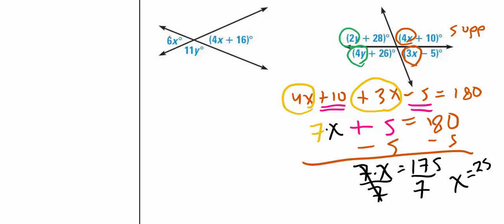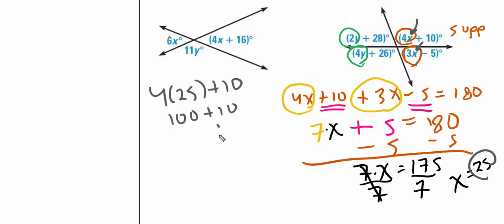To get the angles, we go ahead and plug this 25 into this x value here and this x value here. So for example, in the first case, I have 4 times 25 plus 10, right? It was 4x plus 10, but I substituted the x 25 in. I get 100 plus 10, and that's 110 degrees. So what we're saying is that this is 110 degrees.